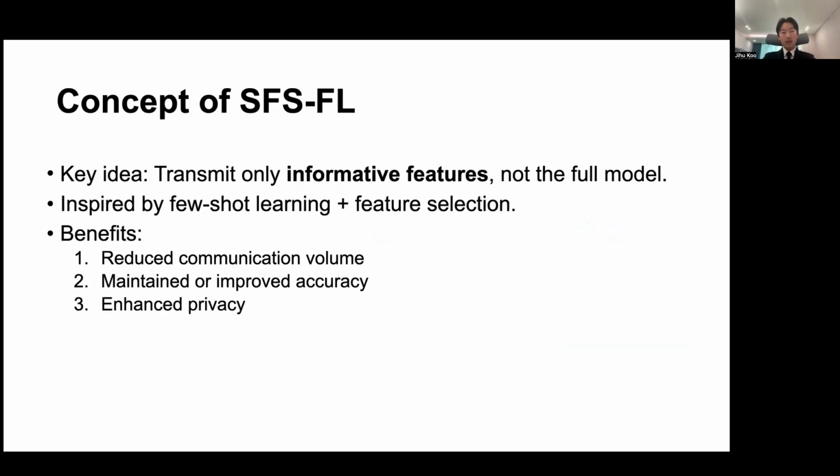The core idea of SFSFL is simple. Instead of transmitting the entire model update, we only send the most informative features. This idea is inspired by feature selection and few-shot learning, where small but meaningful representations can be used as highly effective proxies. By doing so, we achieve three major benefits. Firstly, significantly reduced communication. Secondly, maintained or even improved accuracy. And third, reduced risk of leaking sensitive gradients.